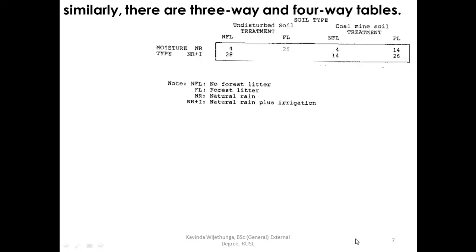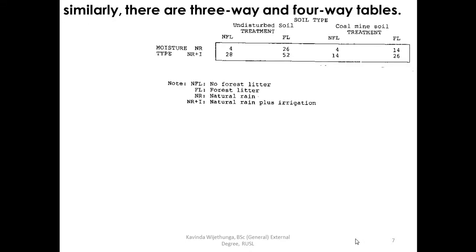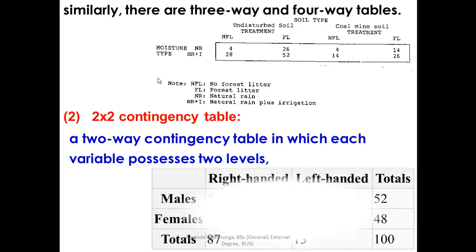Similarly, there are three-way and four-way tables. This one is a two-way table. Similarly, we can have two-way, three-way and four-way tables. This is a four-way table. Here you can see there are 4 columns and 2 rows. A 2 by 2 contingency table is one in which each variable possesses 2 levels. You can see right handed, left handed, then males and females. So this is a 2 by 2 contingency table.